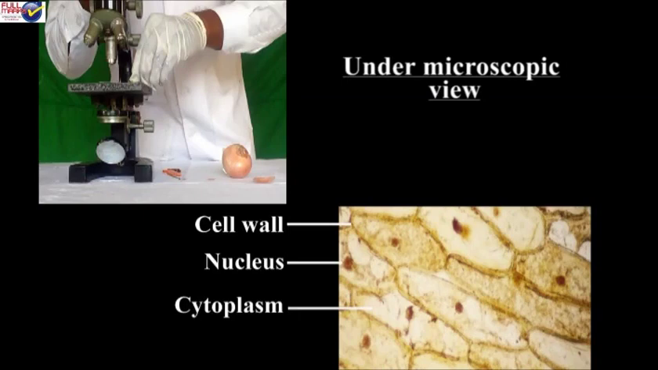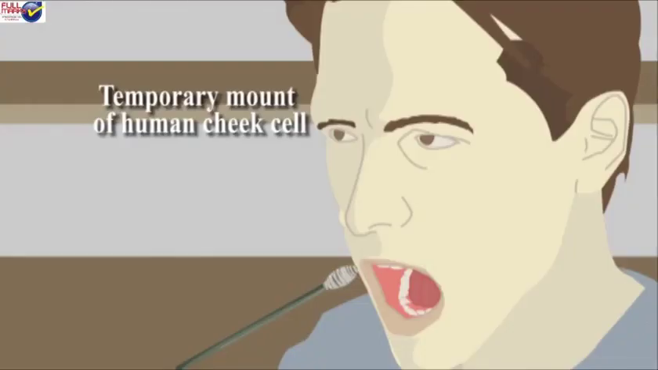Inference. Plant cells show the following. They consist of a cell wall. The nucleus is prominent and present at the periphery of the cytoplasm. Now, let us prepare a stained temporary mount of human cheek cells.